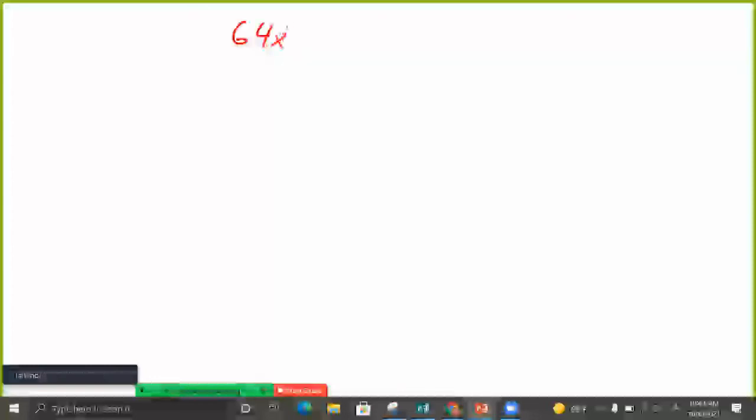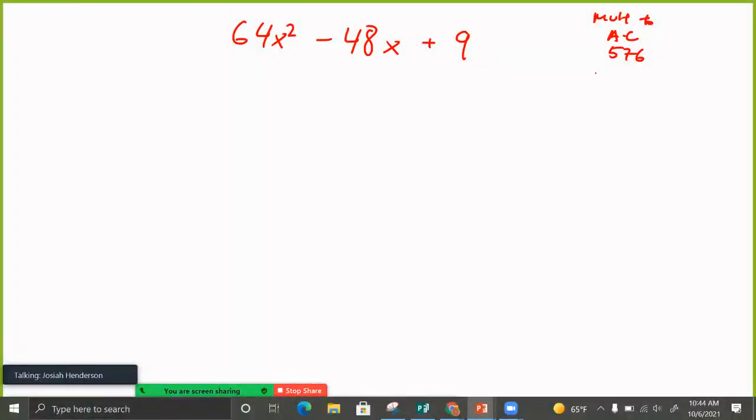Same problem. Okay, so 64 times 9. So we're making our lists. Multiplies to A times C. That's 64 times 9, which is 576. So even though it's a huge number, and it is intimidating, even to me, I'm just going to start it like I was doing in the last example. We want to find the pair of numbers that adds to make a negative 48. The B value.